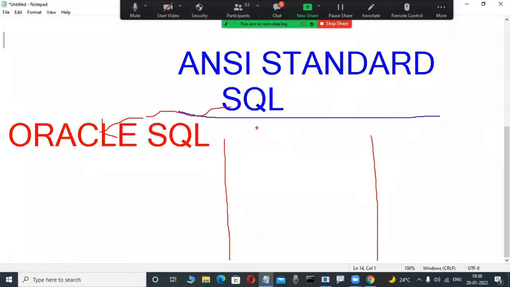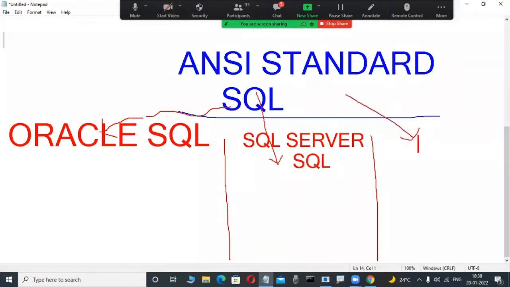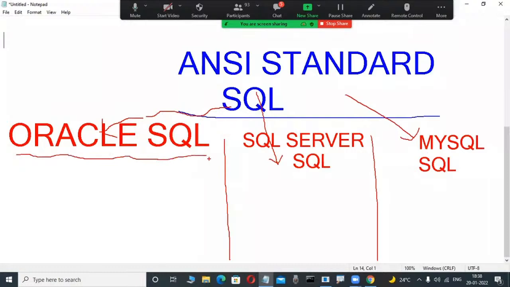That is important, so many people don't know it. Again, observe here. SQL Server, a Microsoft product, created their own SQL from this ANSI standard SQL, called SQL Server SQL. Again, MySQL created their own SQL language from this ANSI standard, called MySQL SQL. That's why in our class we are learning Oracle SQL.